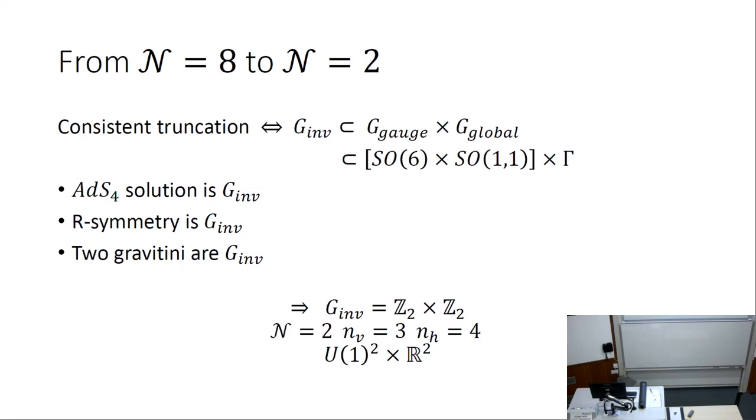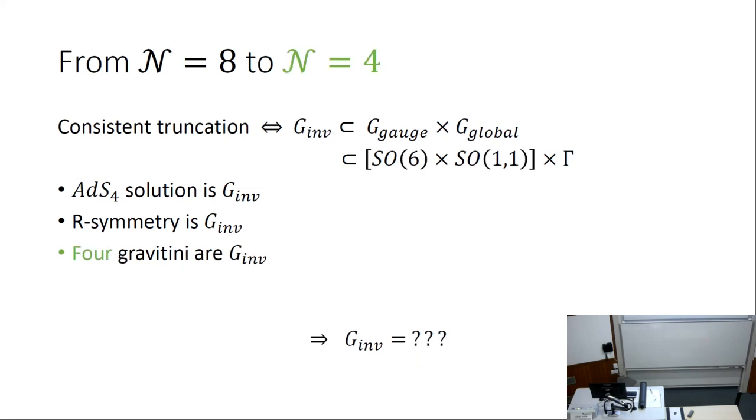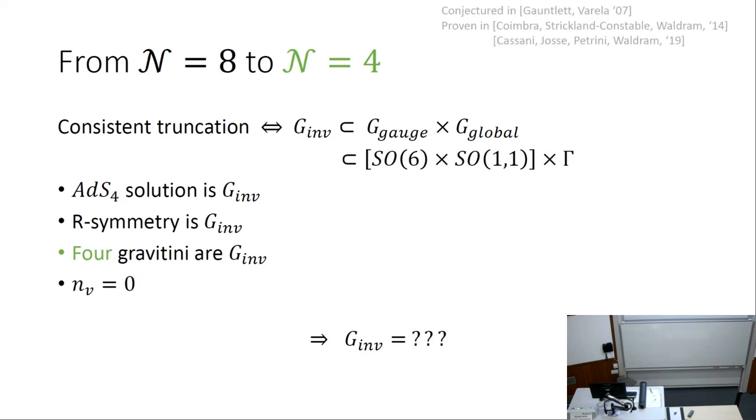Okay, so I want to build this truncation, so I took back my slides from when we went from N=8 to N=2, but this time I want to go to N=4, not N=2, so I need to keep exactly 4 gravitini, and I don't want any vector fields or any vector multiplets. Because of all of these constraints, this is too much. A group that satisfies all of this does not exist. So I have to remove one of those constraints to make this group appear.